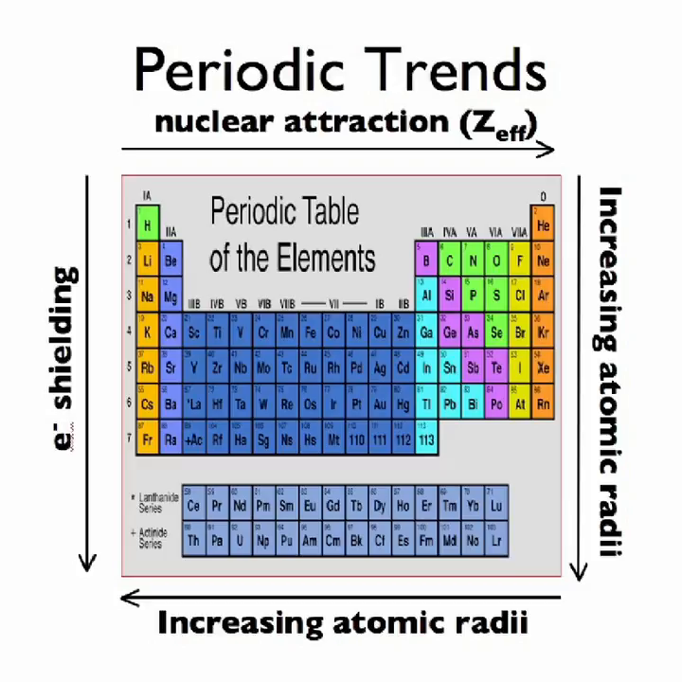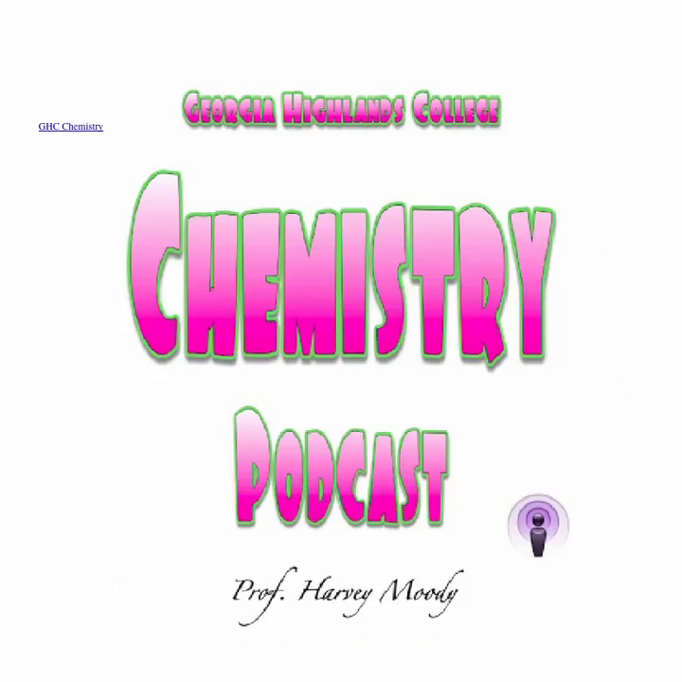So we can see that an understanding of the two concepts of effective nuclear charge and electron shielding can be used to explain periodic trends. Atomic radii is the only one that we're going to discuss in this podcast, but the same reasoning can be applied to the other trends that we're going to see in our chapter dealing with periodic trends.